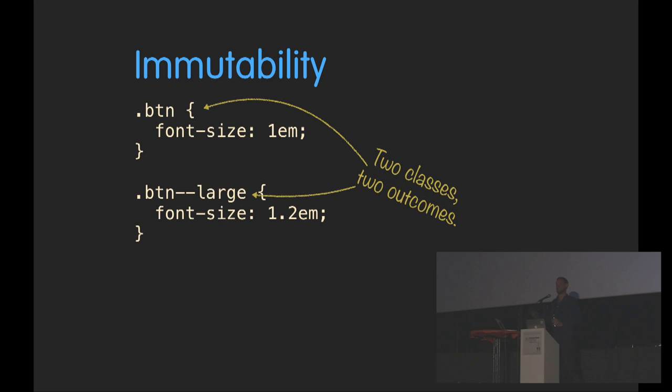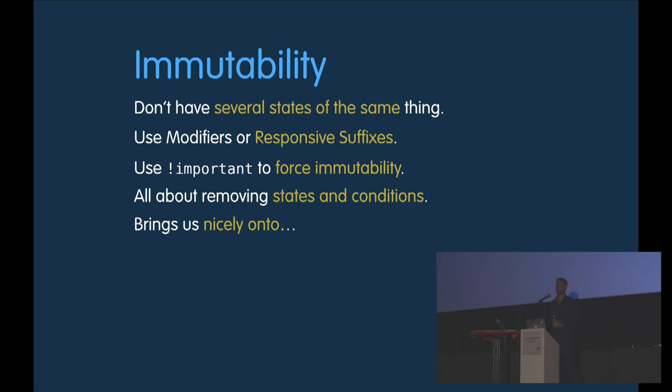So don't have several states of the same thing. Immutability is a really good programming concept in terms of variables and functions and that kind of stuff. But applied to CSS, it's about forcing immutability, important on utility classes, using BEM modifiers or responsive suffixes to provide variations rather than nesting, for example.